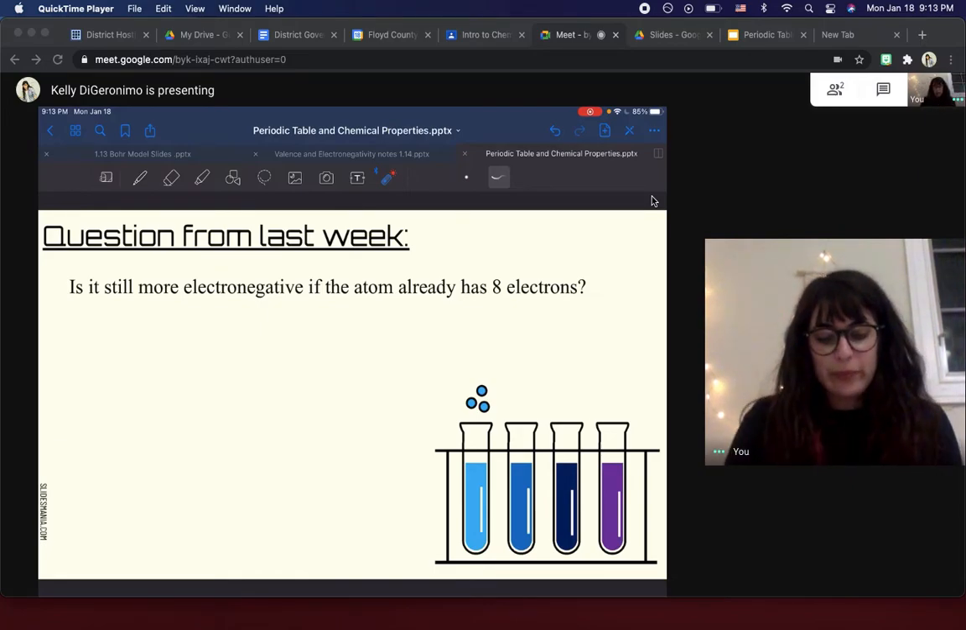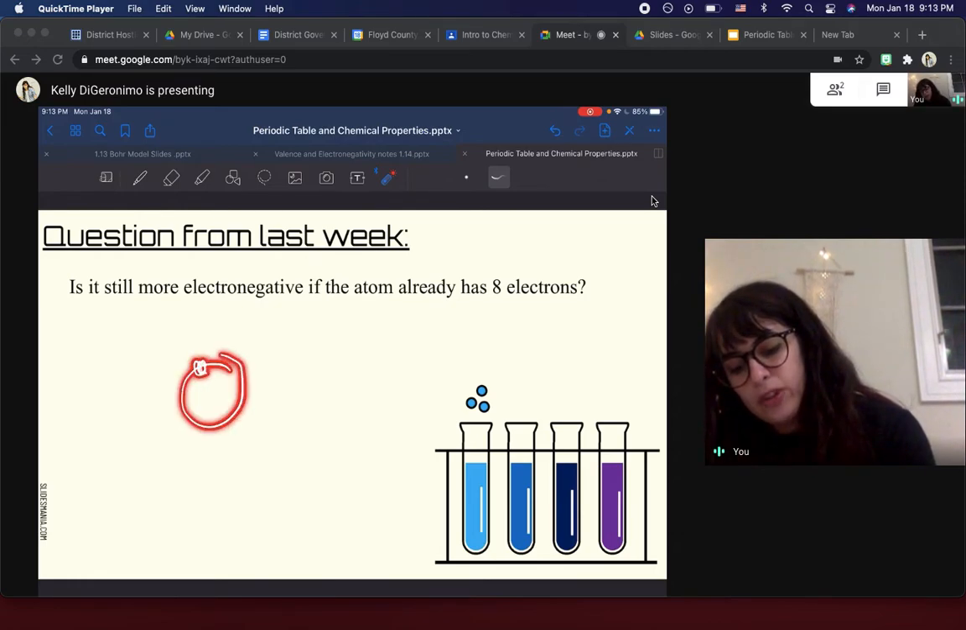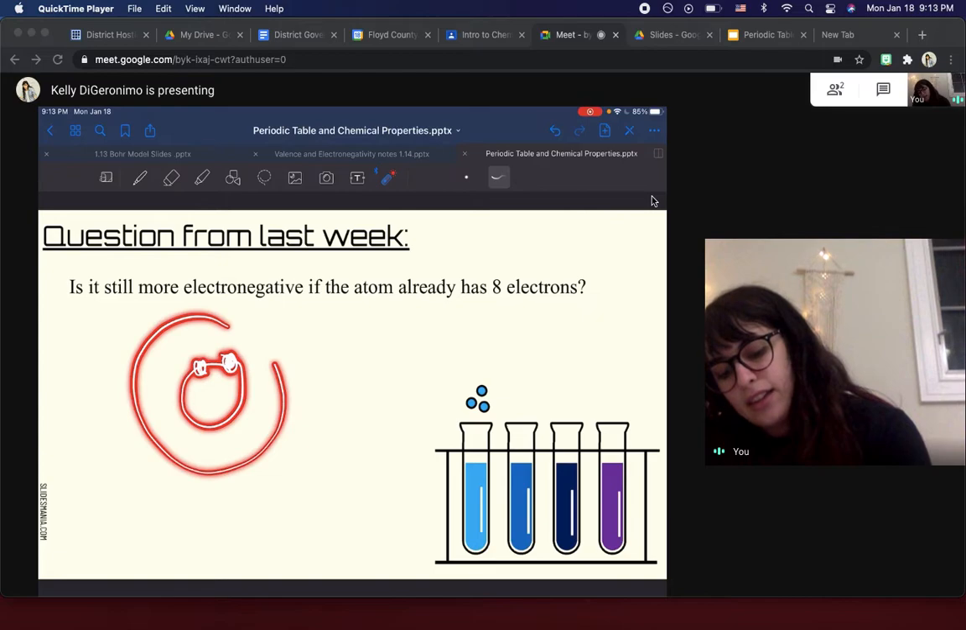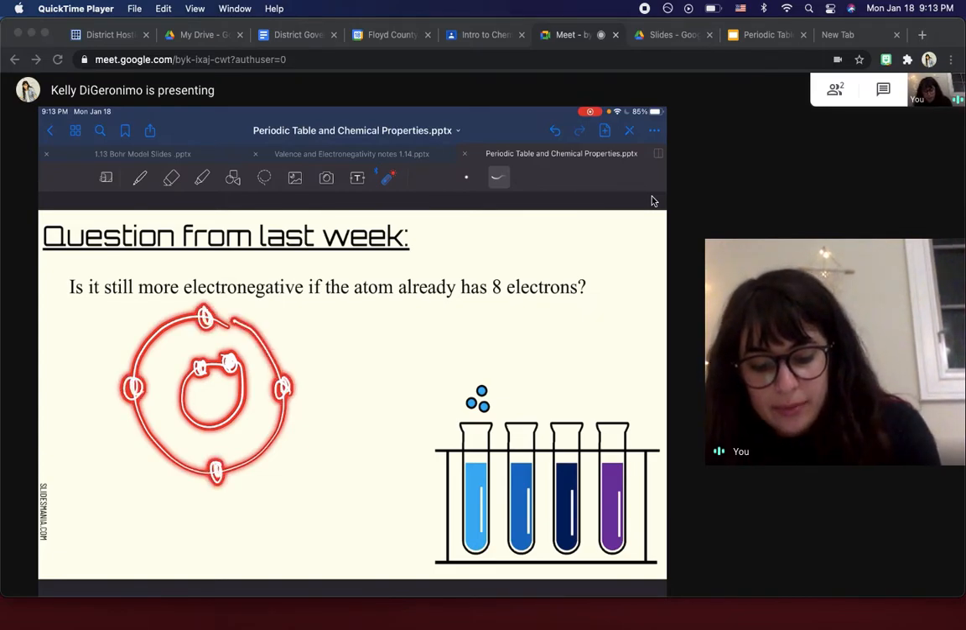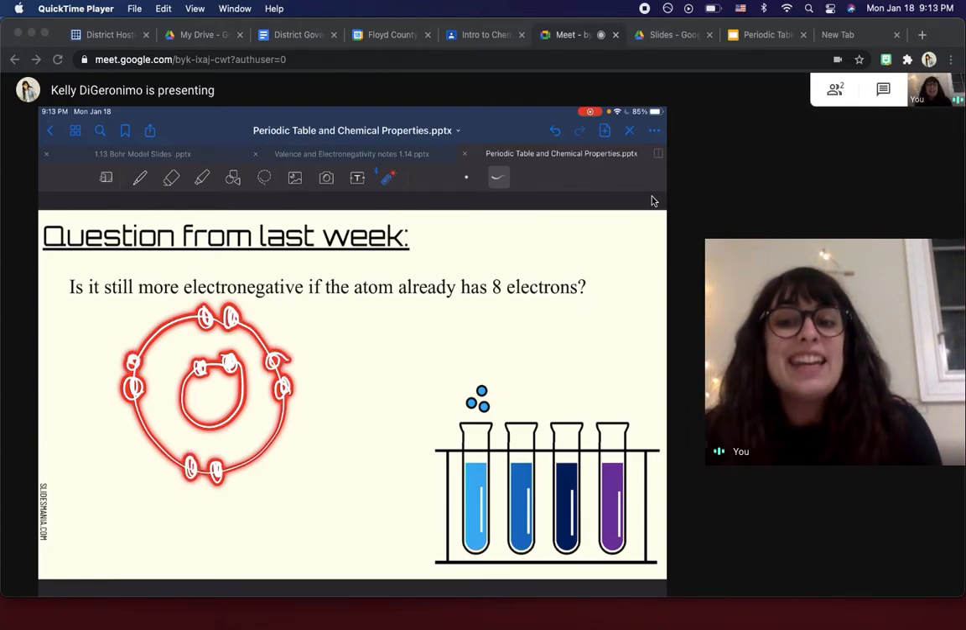Hear me out. If we draw an atom with a full first shell and a full second shell, its second shell will have 8 electrons. Does it want any more? No, because that shell's already full.